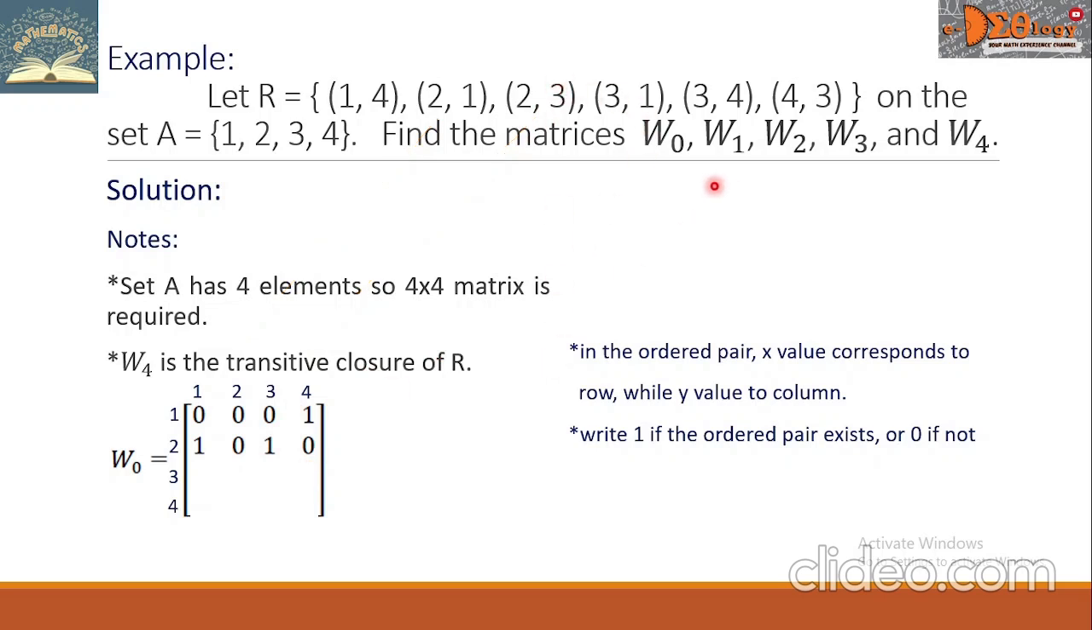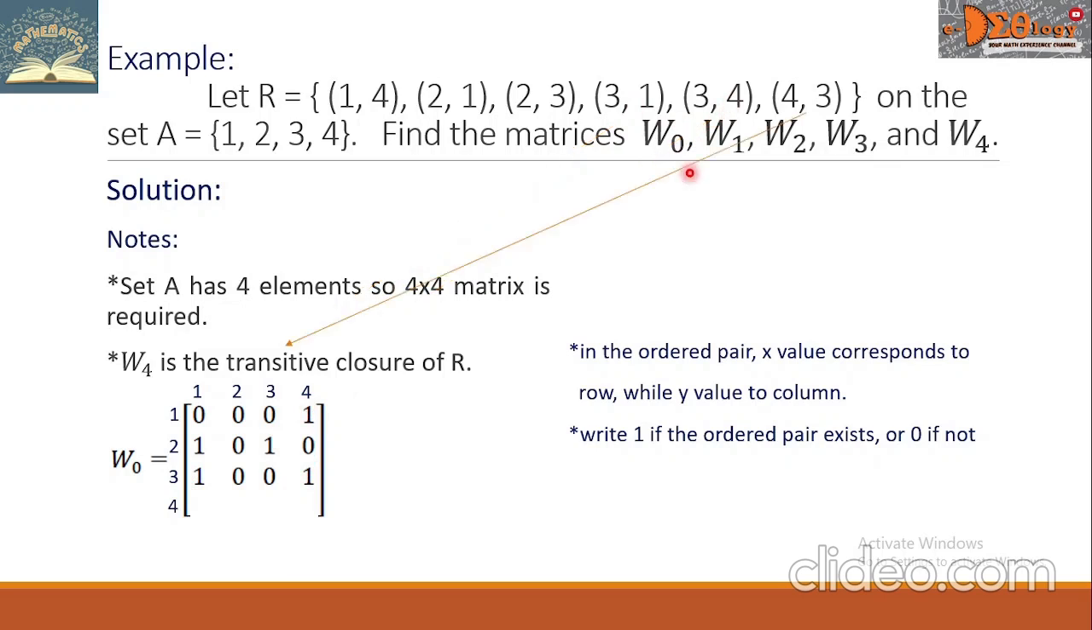Next, let us consider the ordered pairs (3, 1) and (3, 4). Look at row number 3. So we write here 1, 0, 0, 1. The number 1 here corresponds to (3, 1). The number 1 here corresponds to (3, 4).